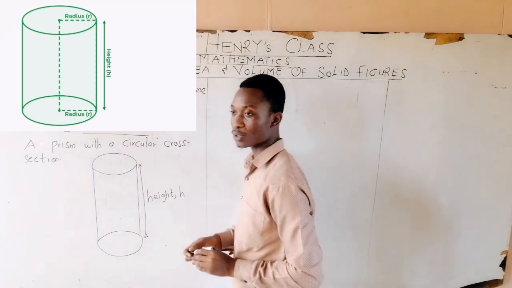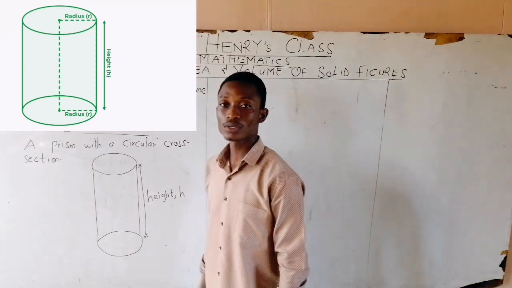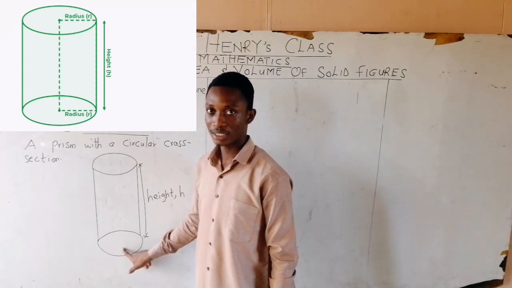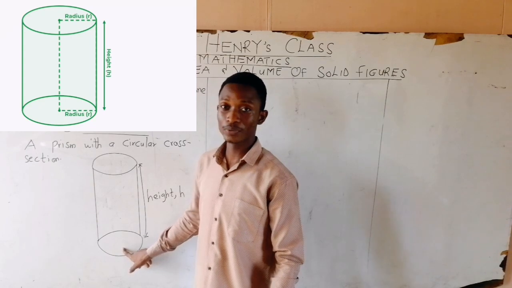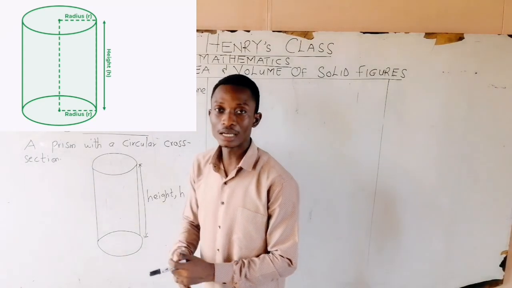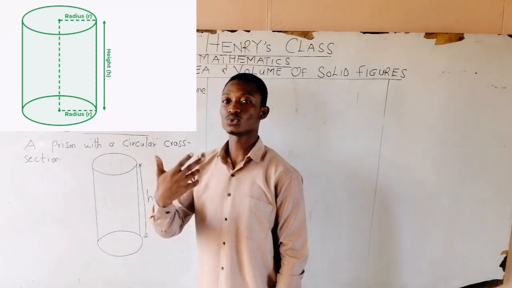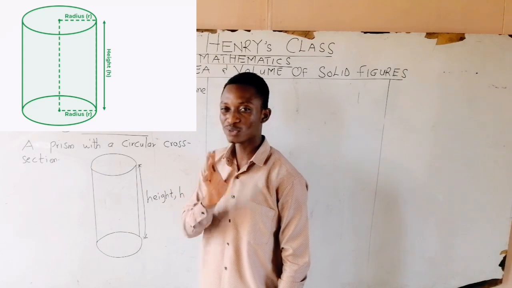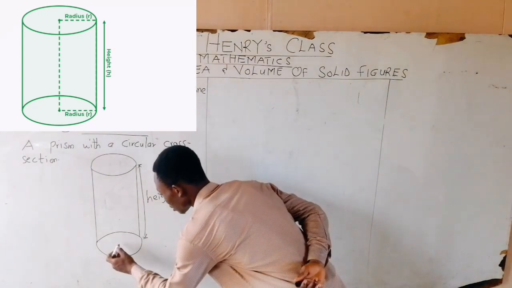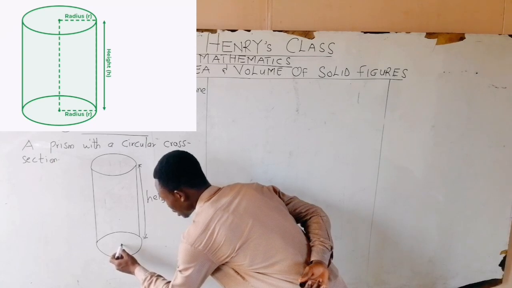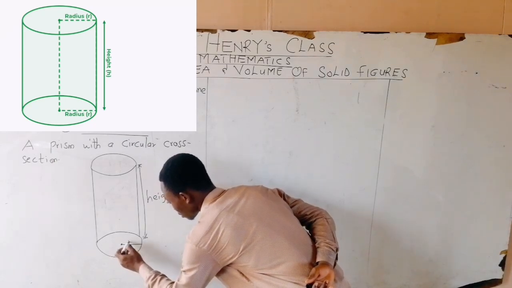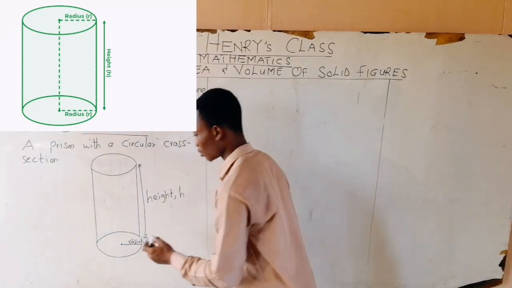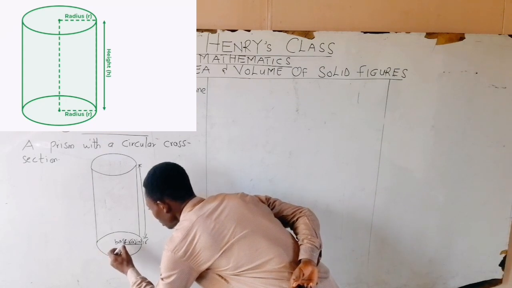Now when we talk of base radius, what is the base radius? The base radius is the radius obtained from the circular cross section. R, radius. How do you get radius? Radius is gotten by dividing the diameter by two. So basically we are talking of a line from the center touching any part of this circle. That is the radius. So we call this the base radius.